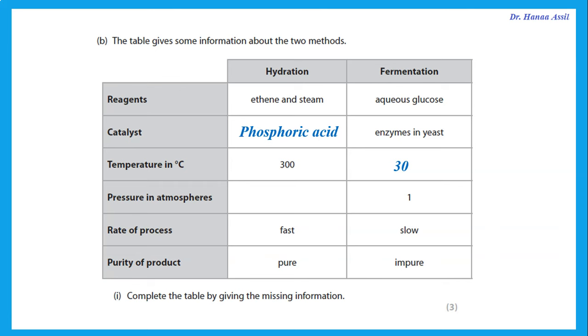Then, for hydration, what was the pressure we're supposed to use for hydration of ethene? So we said hydration of ethene is we add steam in presence of phosphoric acid, 300 degrees Celsius, pressure is 60 to 70 atm. Of course, when we're comparing, you should remember, even if the question does not tell you, hydration is a faster process and provides a pure product, while fermentation is slow and the product is impure.